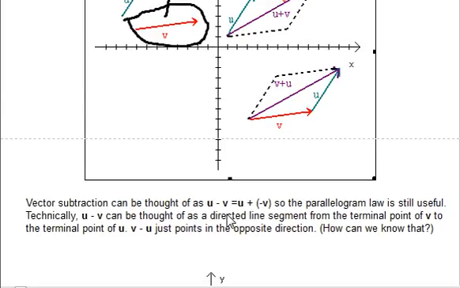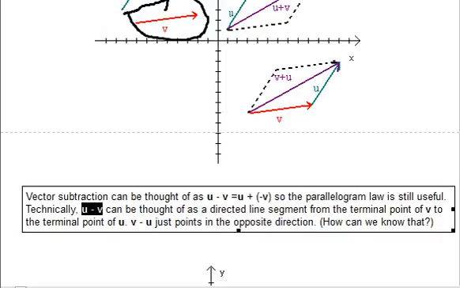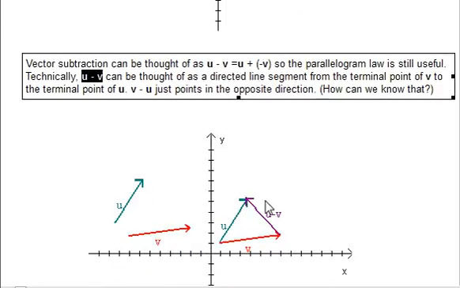Vector subtraction is just u plus negative v. So the parallelogram law is still useful, but technically u minus v is easier to think of as a directed line segment from the terminal point of v to the terminal point of u. In other words, u minus v has a head at the terminal point of u, and of course you have to put the tails of u and v together and then go from the head of v to the head of u in that direction, and this is the vector u minus v.